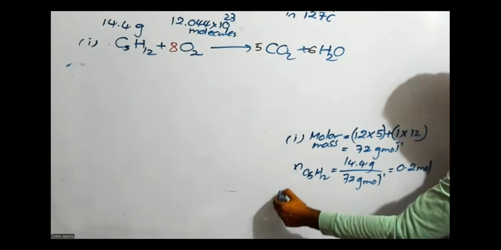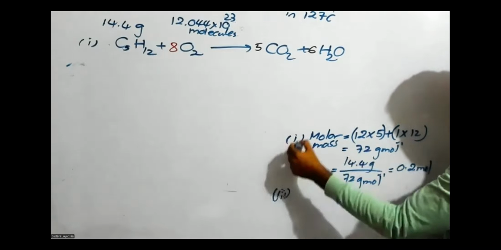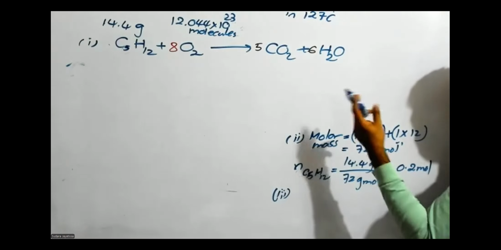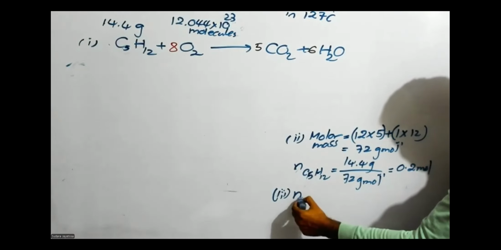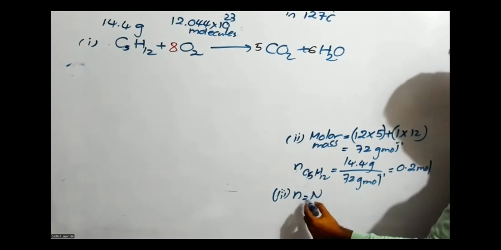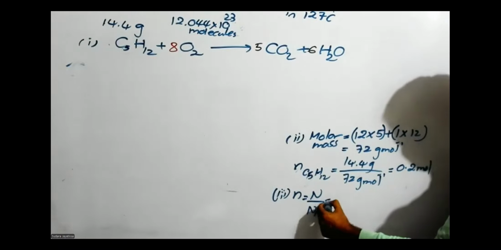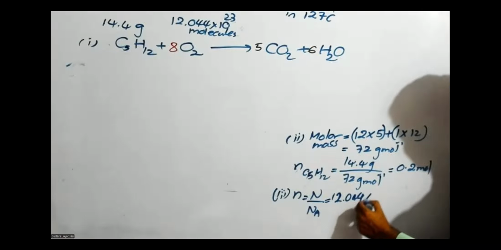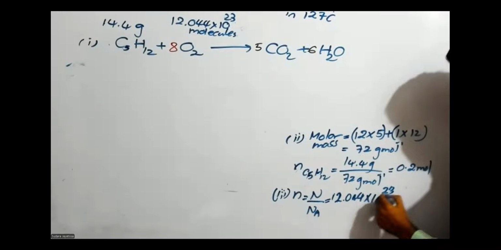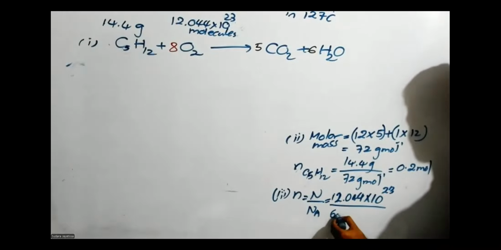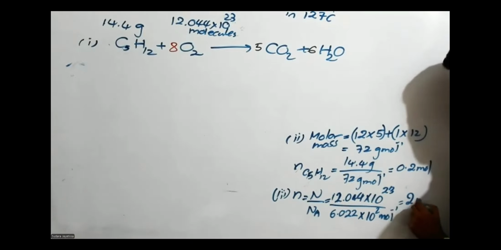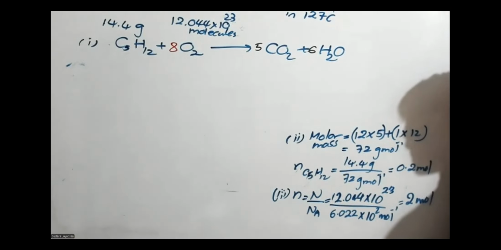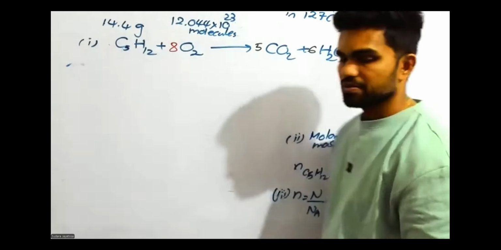And in the third question, they are asking us to find the oxygen moles. For that we are using particles over Avogadro constant. So 12.044 times 10 to the power 23, divided by Avogadro number 6.022 times 10 to the power 23 per mole. It is exactly 2.0 moles. 2 moles. Okay, so that's the third part.